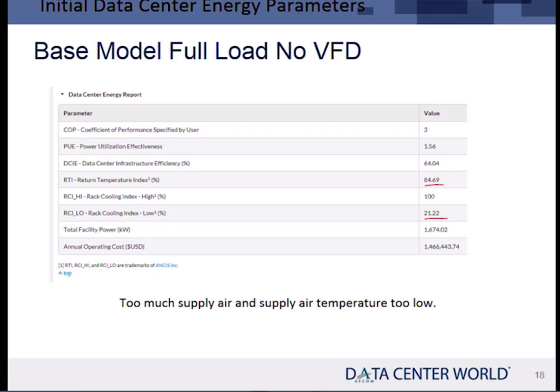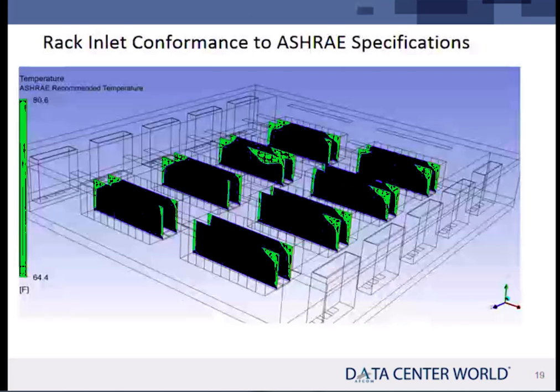I find a lot of data centers like this. Too much air being delivered at too low a temperature. And this is making the chiller go crazy, or the DX unit, or whatever it is, right? Because it's unhappy. It's not getting hot air back. It's still trying to deliver cold air, and it's working itself to death. That's a very common situation. Too much supply air, and supply air temperature is too low.